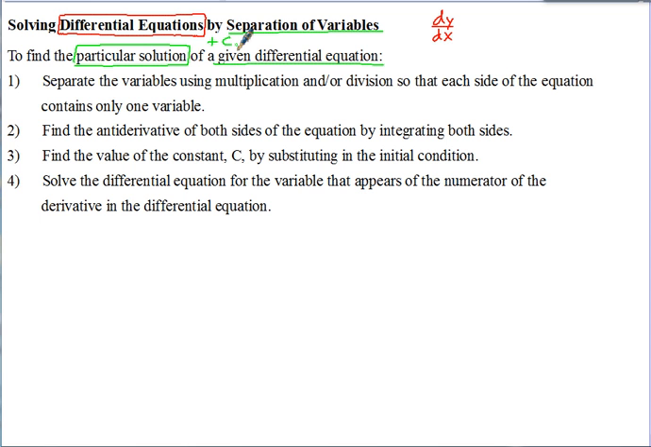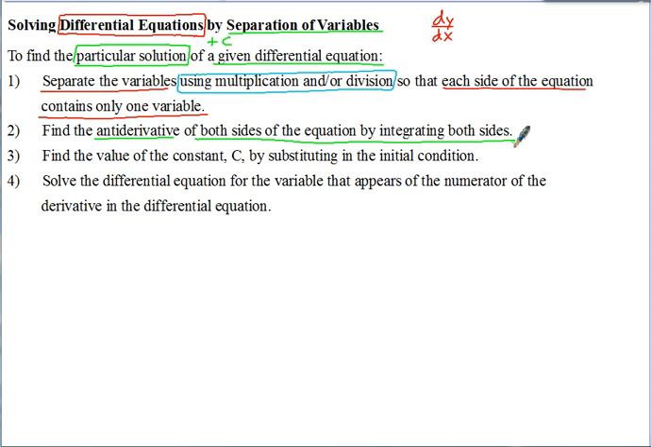So the first step is going to be to separate the variables. The main operations you're going to use are either multiplication or division, so that each side of the equation contains only one variable. Before you can do anything else, you have to separate the variables correctly first. Then, once they're separated, you can integrate and find the antiderivative of both sides of the equation by integration.